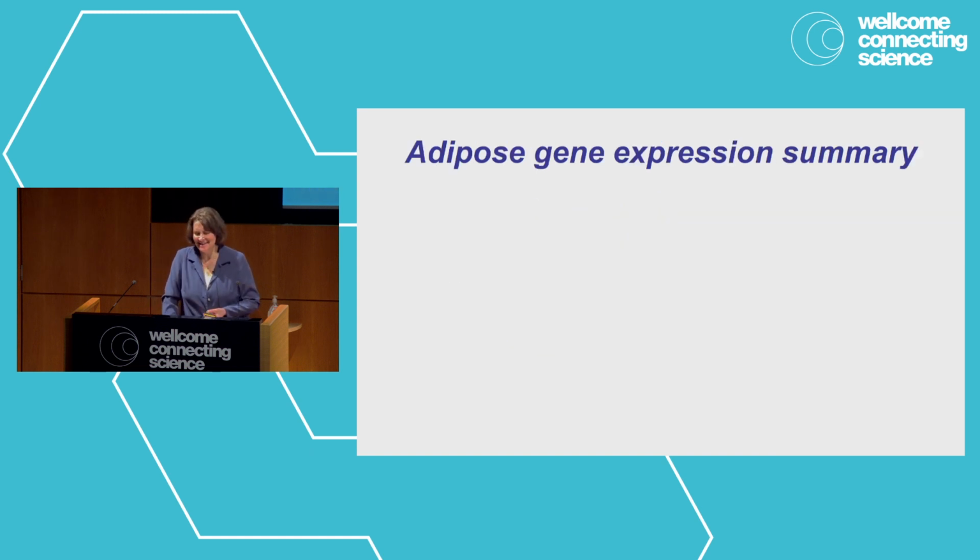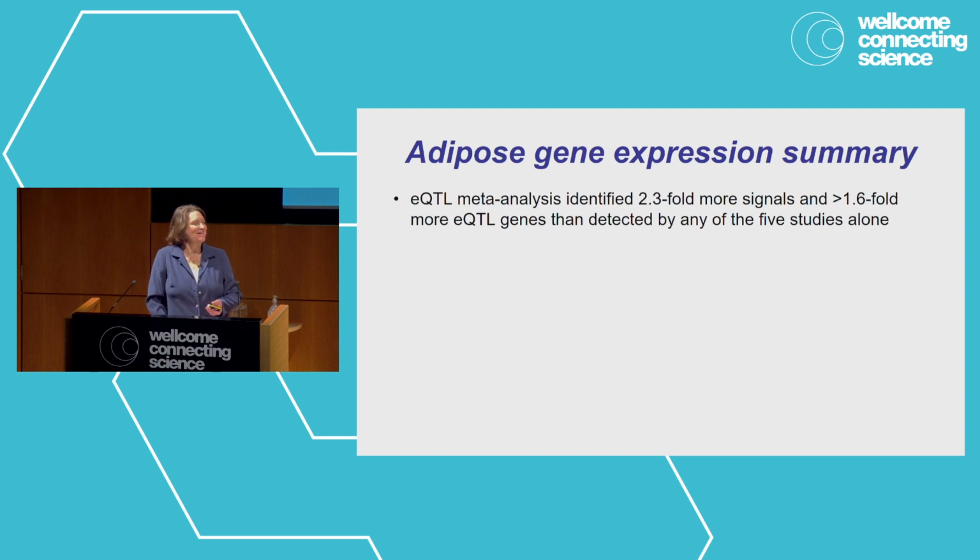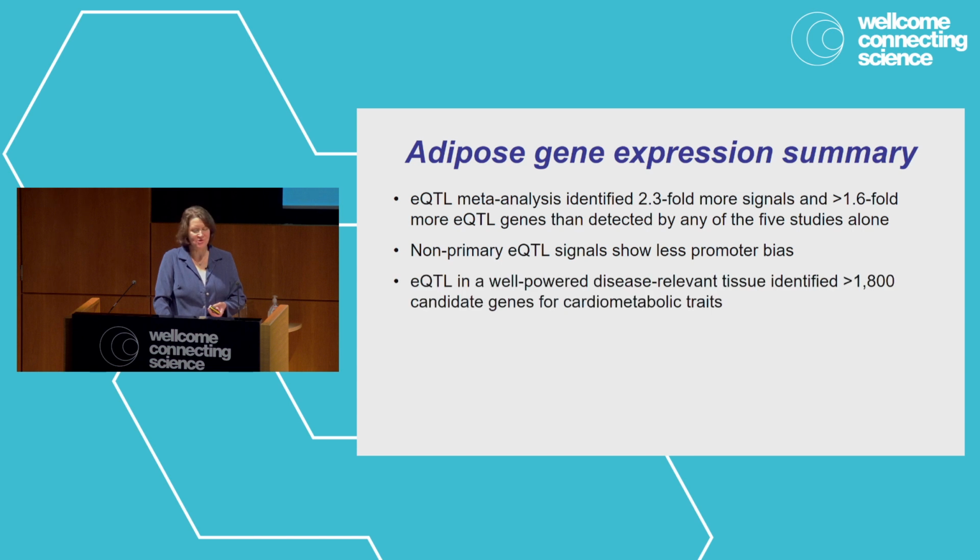So for this section, I've shown you that our eQTL meta-analysis identified more than twice as many signals and almost twice as many genes than were detected by the 5 studies individually. Most eQTL data sets are underpowered, is what we're learning. We have not saturated at all the number of signals that can be identified, and larger studies will continue to identify more signals, so we learn a lot more about how variants can modulate gene expression. Those non-primary eQTL signals, the ones identified later, showed less promoter bias.